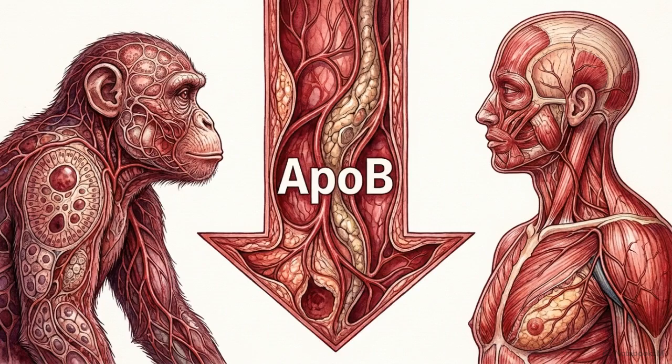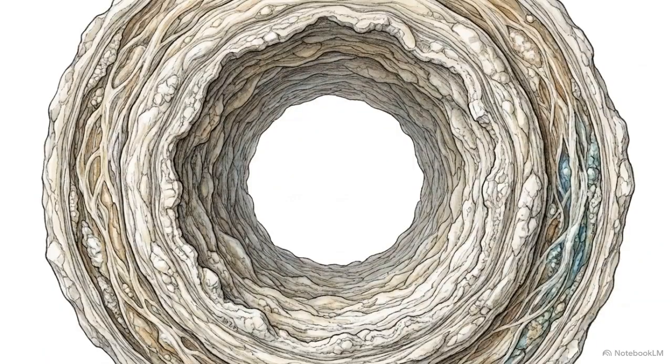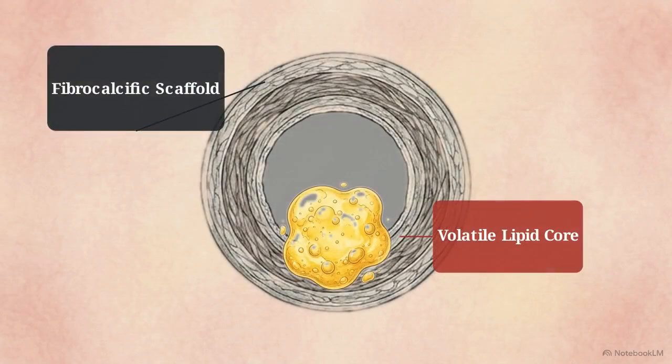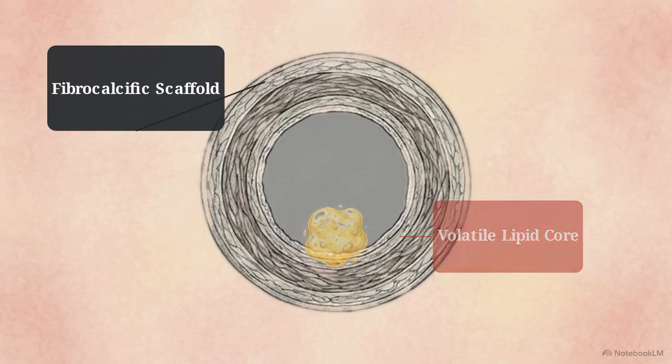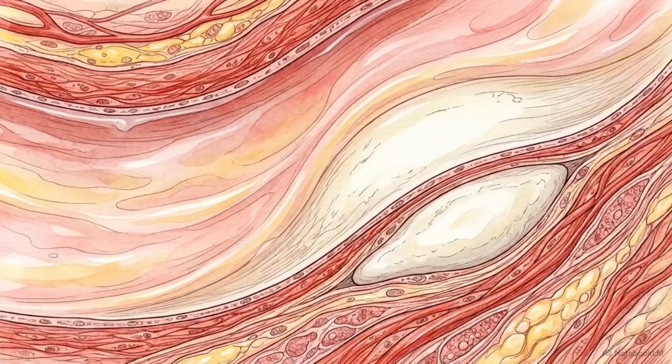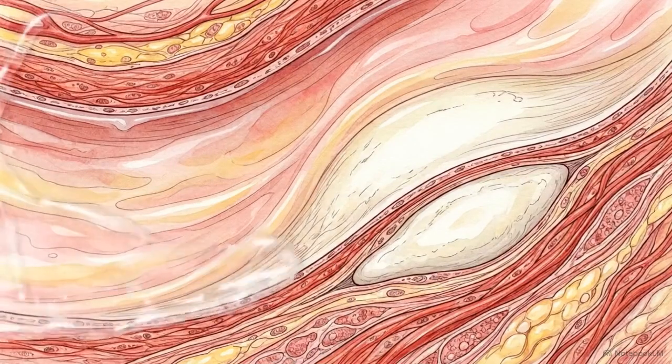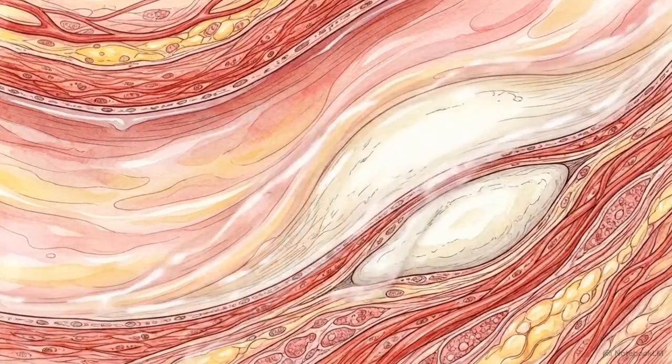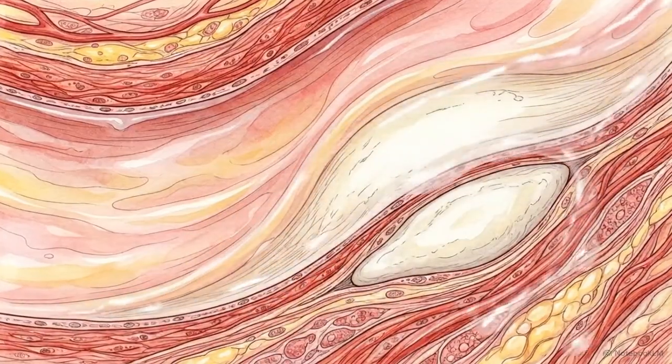Advanced primate studies and human trials show that when ApoB levels drop, the dense, calcified concrete of the plaque remains behind. While that hard scaffold persists, the dangerous lipid core clears out. A thick, stabilizing, fibrous cap forms over the remaining tissue. This process is called compositional stabilization. We protect the artery by draining the bomb from the inside out.